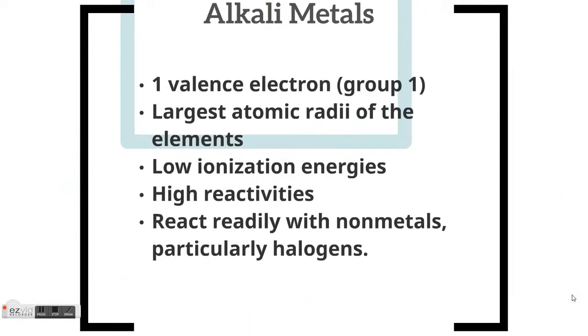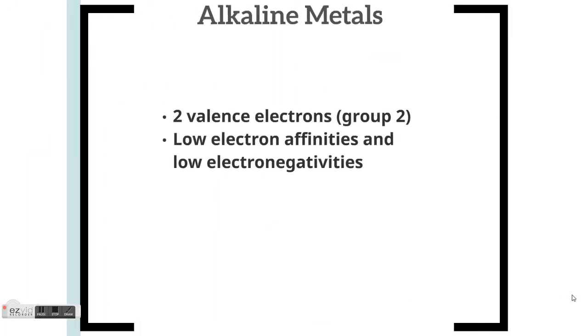One valence electron, largest atomic radii of the elements, lowest ionization energies, high reactivities, and react readily with nonmetals, particularly halogens. Alkaline metals. Two valence electrons, low electron affinities, and low electronegativities.